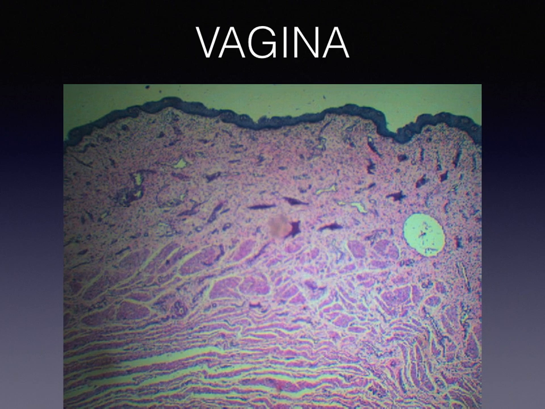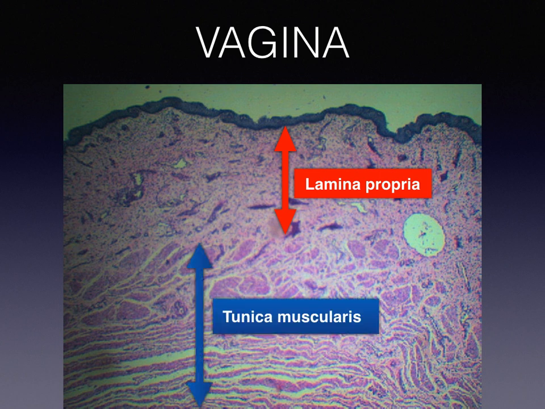Last organ, we have the vagina. The vagina is composed of the lamina propria, the tunica muscularis. The lamina propria of the vagina contains loose connective tissues and without glands. And the tunica muscularis contains the inner circular and the outer longitudinal layers.